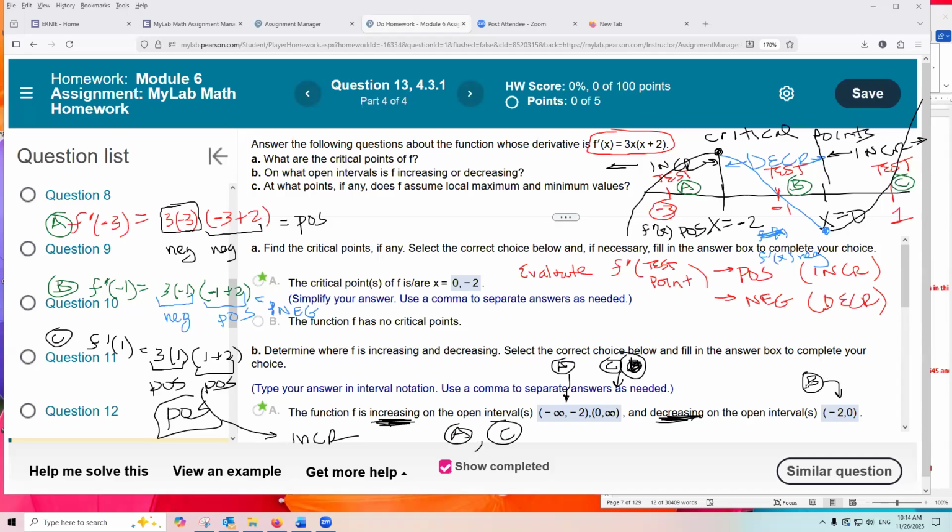By the way, in these intervals, don't use the test points. The test points are just random numbers you're picking. The intervals have to make use of these critical numbers that you labeled on the number line.